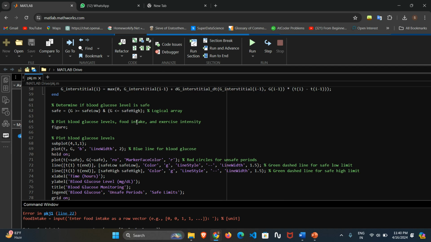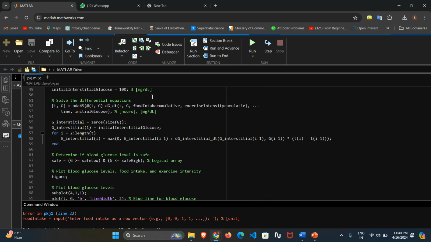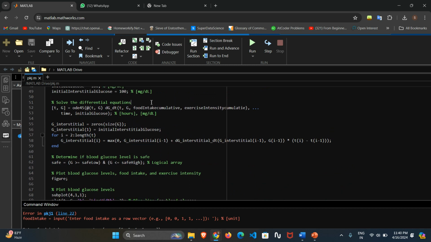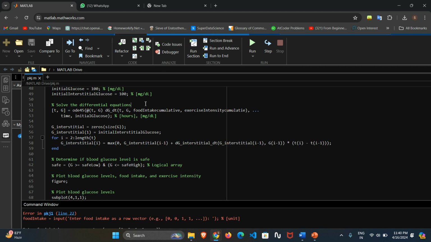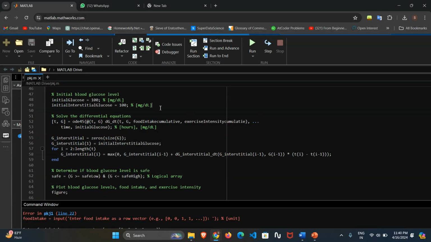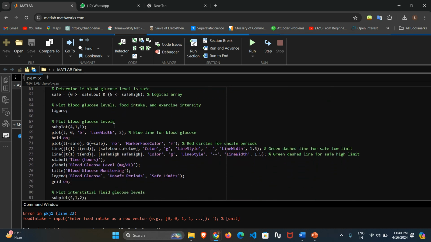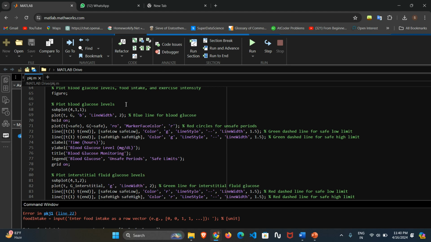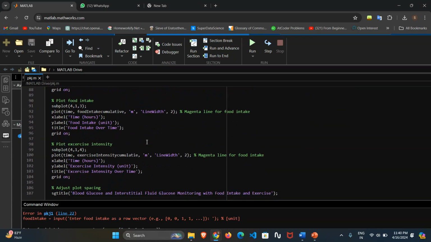After that we determine whether the blood glucose level, which comes after solving this differential equation, is in the safe zone or not. We have defined the safe low zone as 70 and the safe high zone as 180. So it defines whether our results are in the safe zone or not. After that we plot the blood glucose levels and the interstitial fluid glucose levels. The third plot is for the food intake array we have taken as input, and the exercise intensity array we have taken as input.